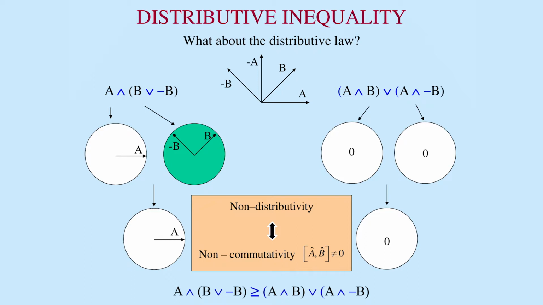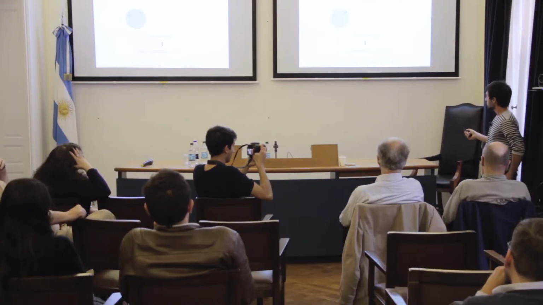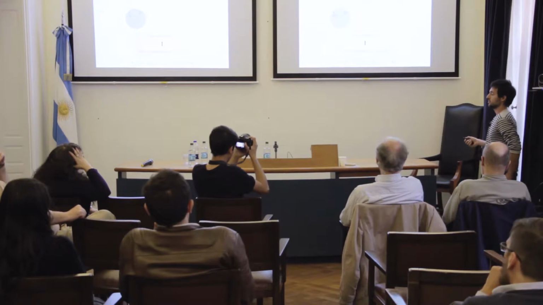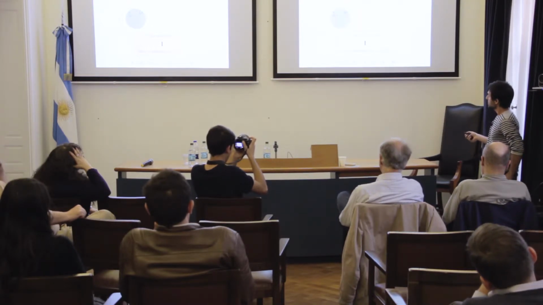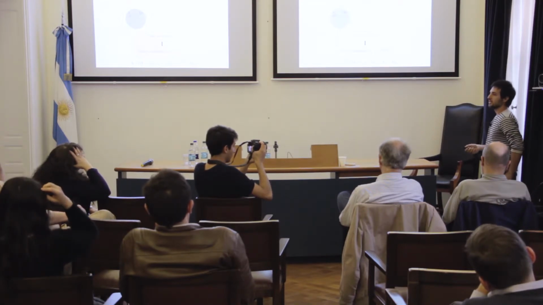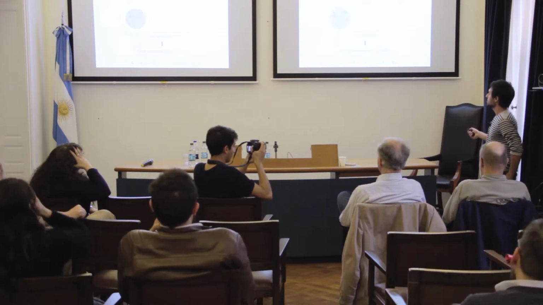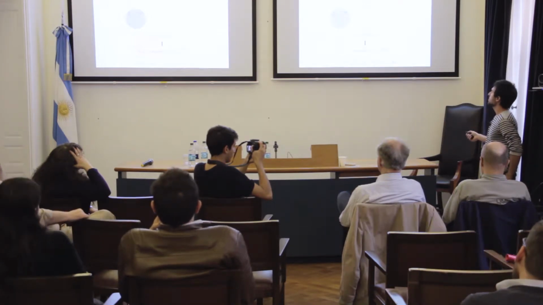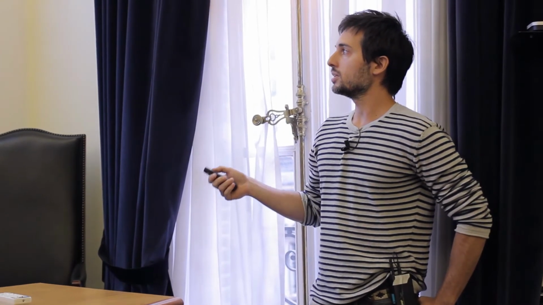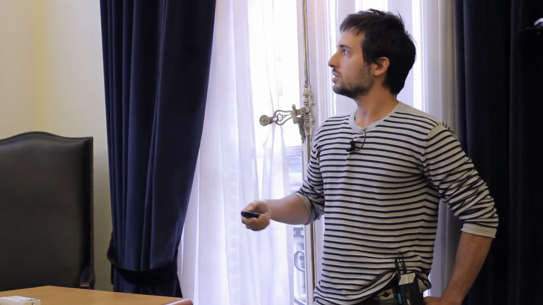Well, this main difference is related to non-commutativity. It is proved that non-distributivity of properties is related to the non-commutativity of their corresponding projectors. So if we have a sublattice of properties which are non-distributive, their corresponding projectors are non-commutative, and if we have some projectors that are non-commutative, their corresponding sublattice is non-distributive.